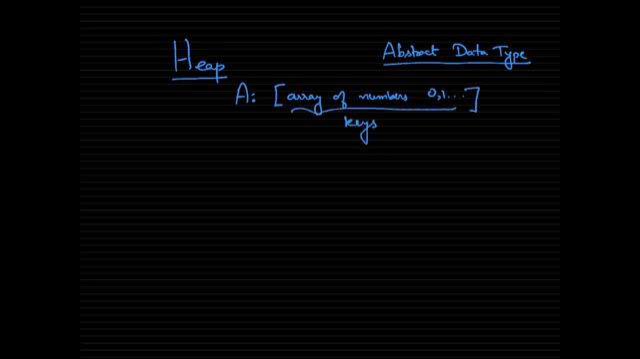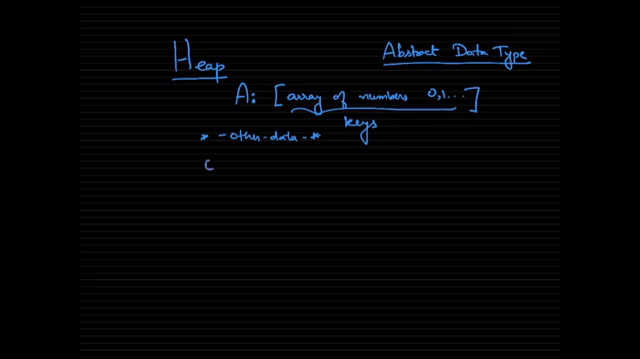You can also have other data. Sometimes this is called the payload. We are not going to talk about this. So as far as we are concerned, a heap is just an array of numbers.